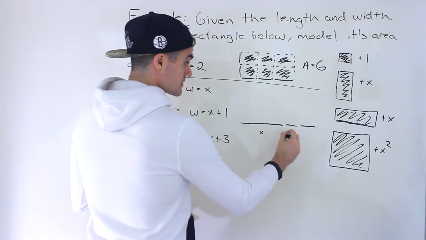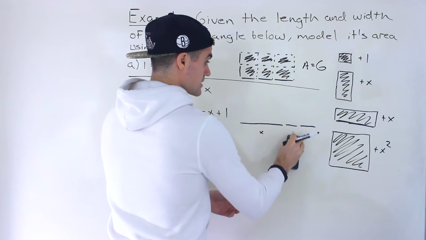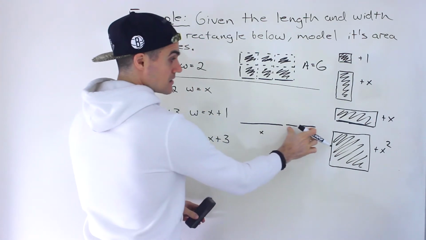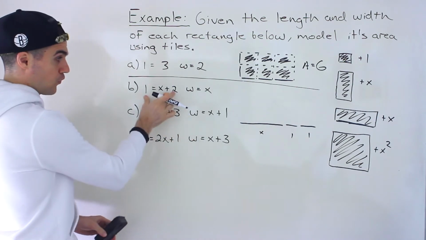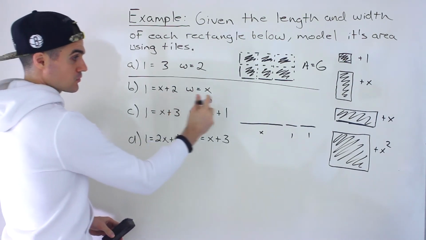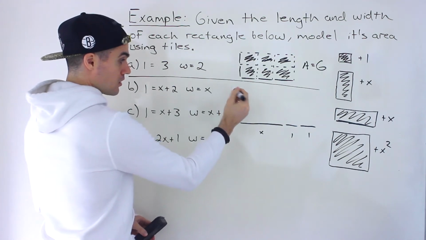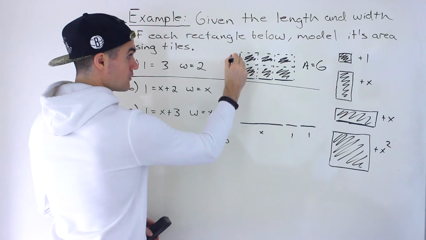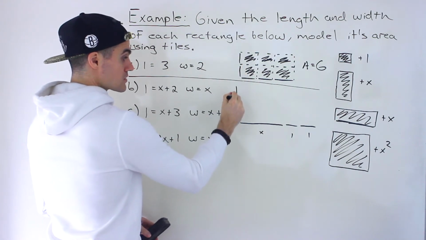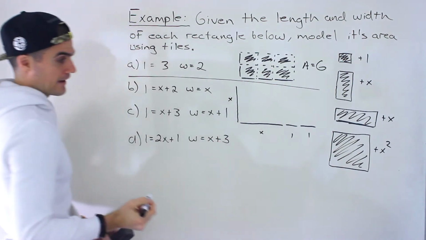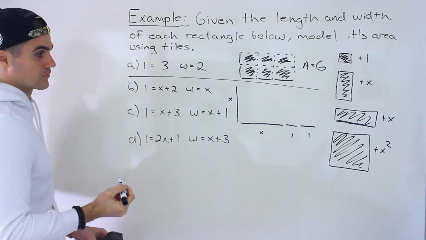It's x plus, that ends up being 1. That ends up being 1. So we got x plus 2 for the length. Now notice the width is just x. So what we would do is we would just draw a long line like this, but it would be vertical. Remember, this is the width over here. So that would end up being the width. So that would be x right there.